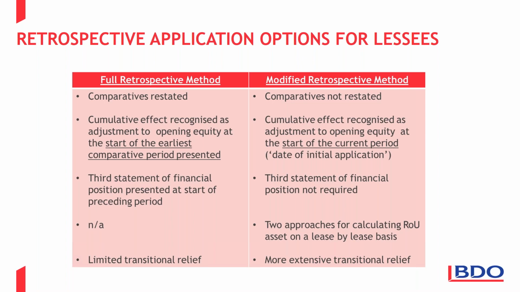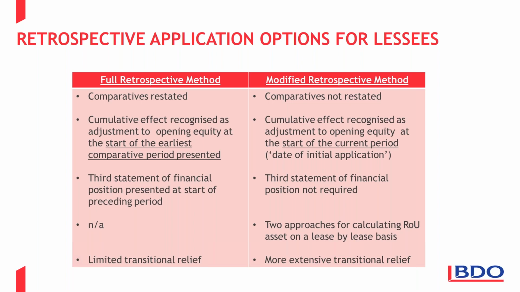By far, all our other clients where we're assisting them with IFRS 16 are looking at one of the 2 modified retrospective methods, where the comparatives are not restated. So the comparatives are still the comparatives as prepared under AASB 117. The cumulative effect is recognized as an adjustment to opening equity at the start of the current period. So the date of initial application.